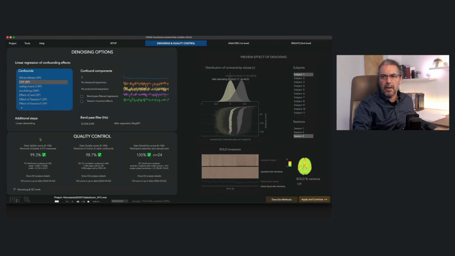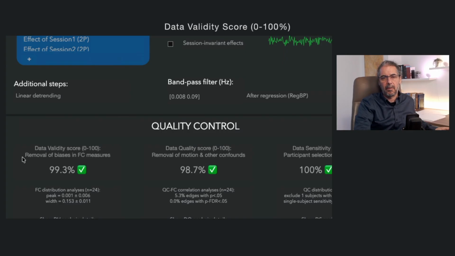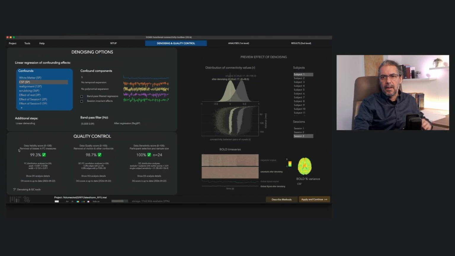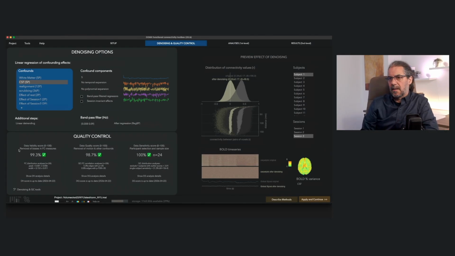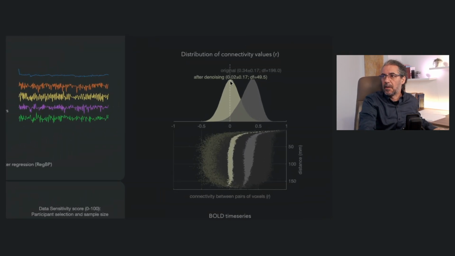The first measure is data validity, and it's quantified by what we call the data validity score. This is a score between 0 and 100 percentile. The higher represents better quality of the data. And what this score quantifies is the presence of biases in functional connectivity estimates. Remember the inflation of functional connectivity estimates produced by the presence of these artifactual effects. This is what this measure quantifies. In practice, what it does is measure the location of the peak in these functional connectivity distributions.